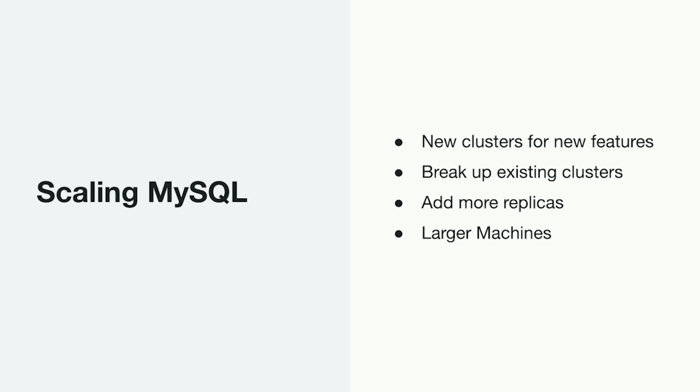Another approach that we have is adding more replicas, right? If we need to scale the read load, we just add more replicas to the cluster and are done with that. If we had to scale for higher write load, our approach was mostly to just use bigger hardware, right? Just bigger machines, they'll handle that, right?